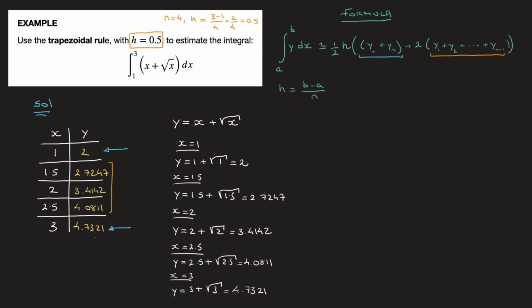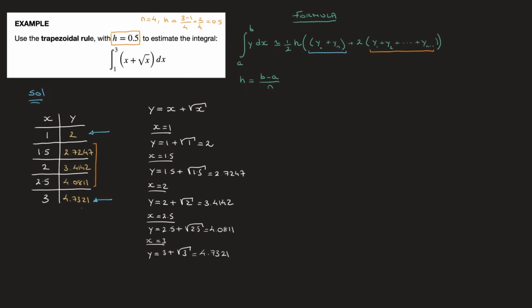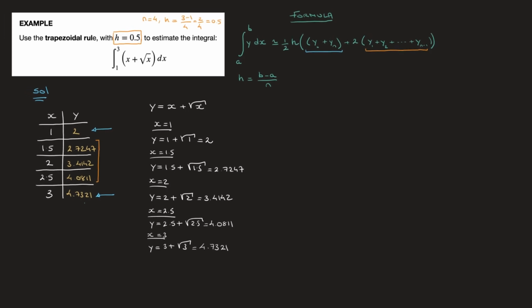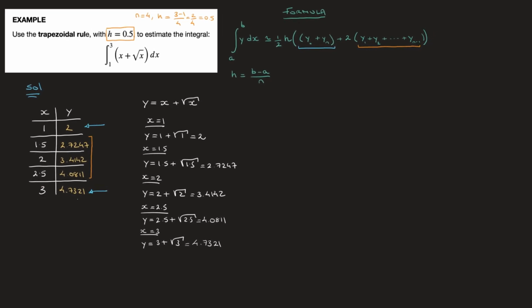So with this formula in mind and our table here, and make yourself a little bit of space because I feel we're going to need it. So if I pinch and zoom a bit like this, there we go. Hopefully that should be enough. We can go ahead and state that the definite integral from 1 to 3 of x plus the square root of x is approximately equal to, well, let's see, 1/2 times h. So that's 1/2 times 0.5 here. So 1/2 times 0.5 times, in parentheses, the first y value plus the last y value. So here that's 2 plus this 4.7321.